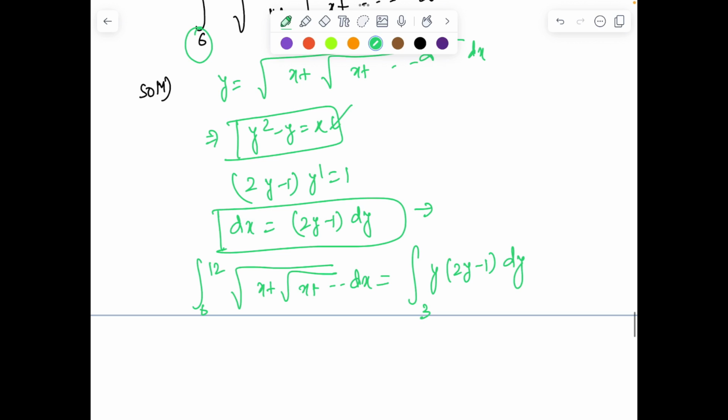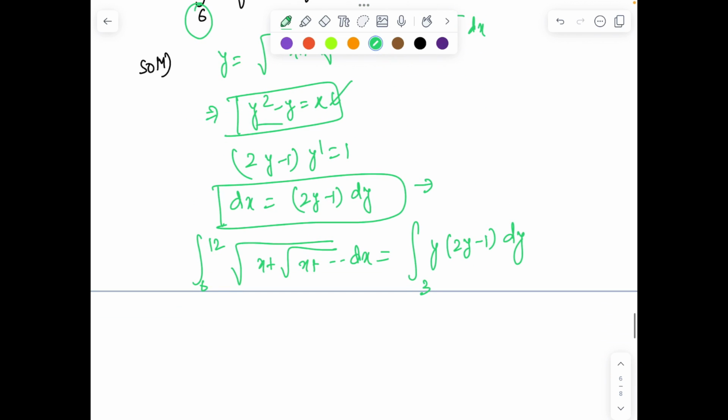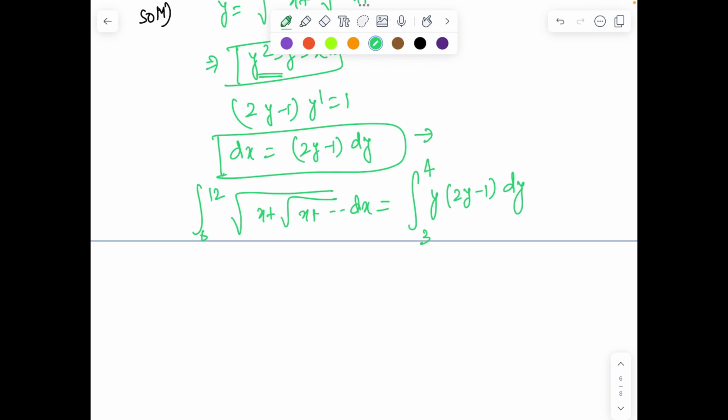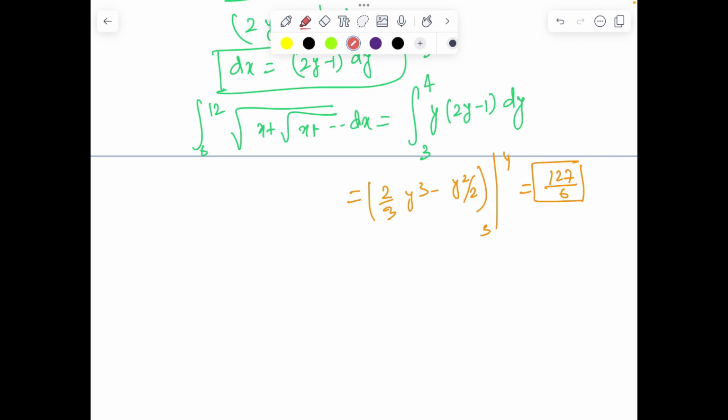9 minus 3 is 6, and this bijection can be shown in that interval, right? And with 16, 12, we'll get 16 minus 4, so y is 4. Now why I'm not taking other values has been discussed in the other videos, okay? So a strong mathematical way of doing it has been done. And this gives you 2 by 3 y cube minus y square by 2 evaluated from 3 to 4. That gives 127 by 6 as the final answer.